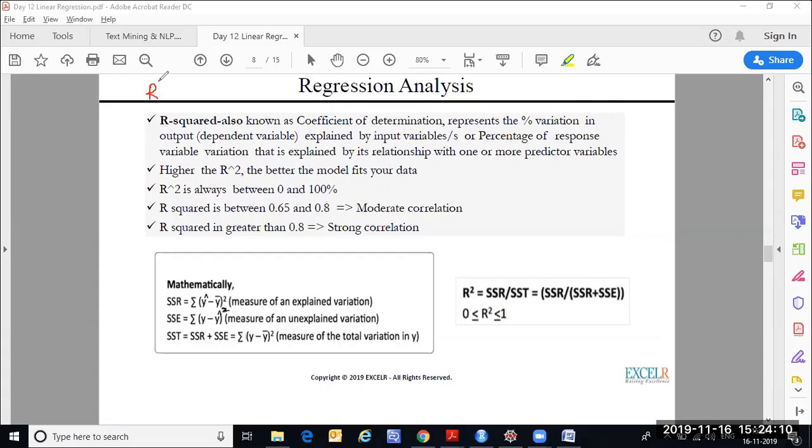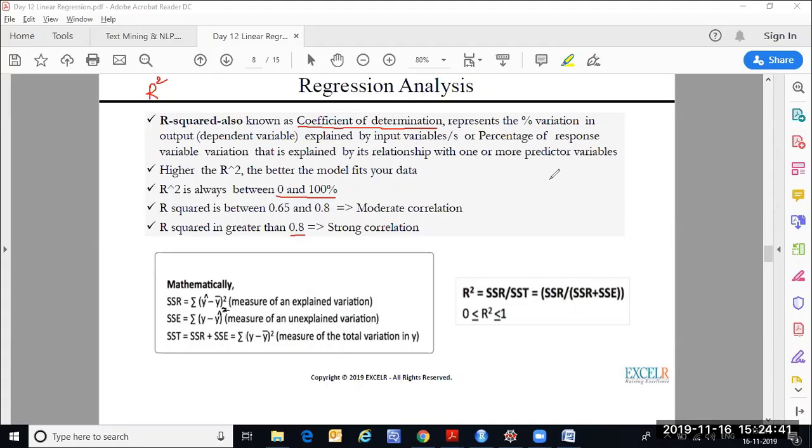value is called the coefficient of determination. It takes values between 0 and 1, or 0 and 100%. If the value is more than 0.8, then you call that a very strong relationship, very strong correlation.